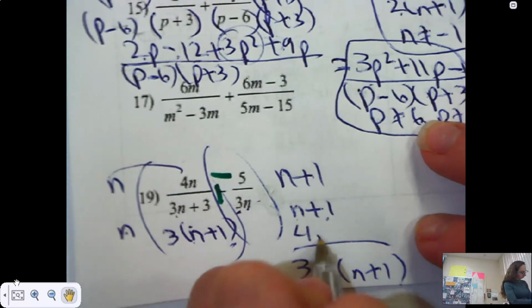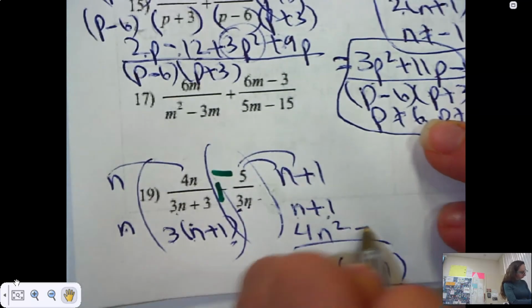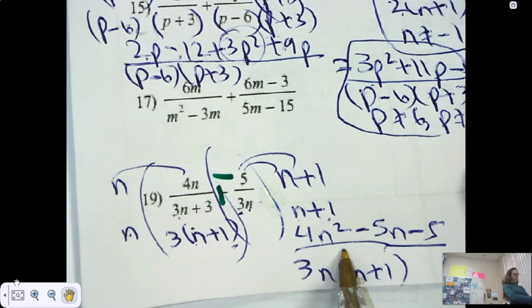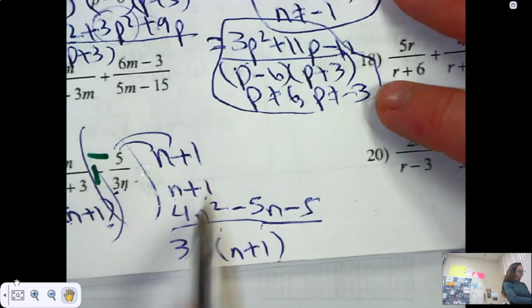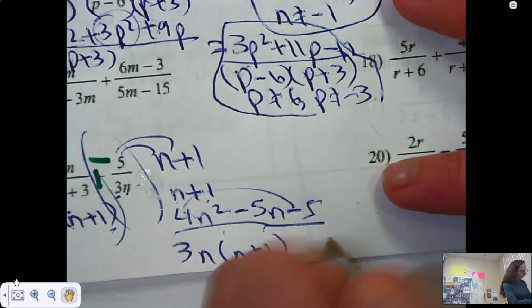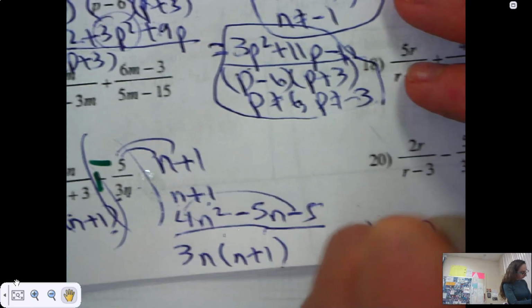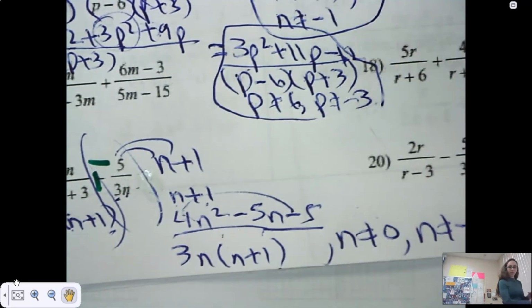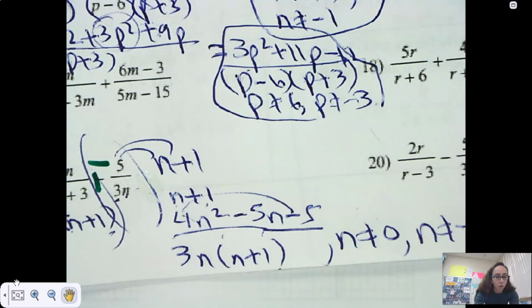Distribute. Distribute, distribute. I cannot magic X this. I know that because I can't find two numbers that multiply to get 20 and add to 5. So n cannot equal 0. n cannot equal negative 1. Okay? And I think I'm about to run out of time. So I'll do the homework next.